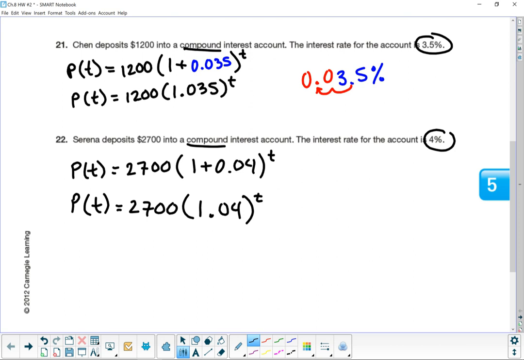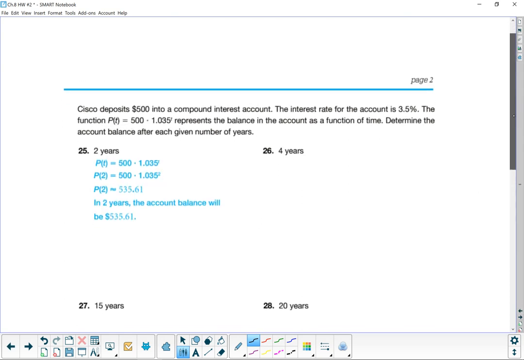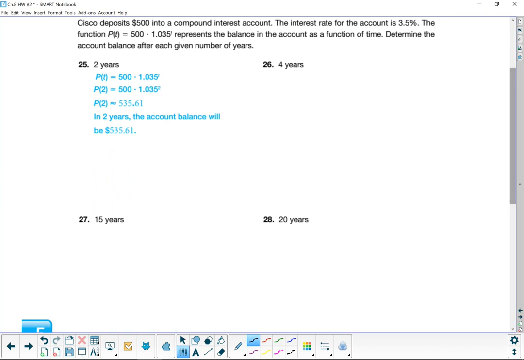If you need to go back or rewind it or pause it, feel free to do so at any time. Back side, you're now going to figure out how much after how many years. Again, 25 is done for you. Pretty much the same setup, except they've actually just done it. 26, and we're going to use the same equation. They gave us the equation already. They have 500, and 3.5%, you can see it's 0.035, but they added the 1 to it. Everything's there, so we're going to utilize what they give us.